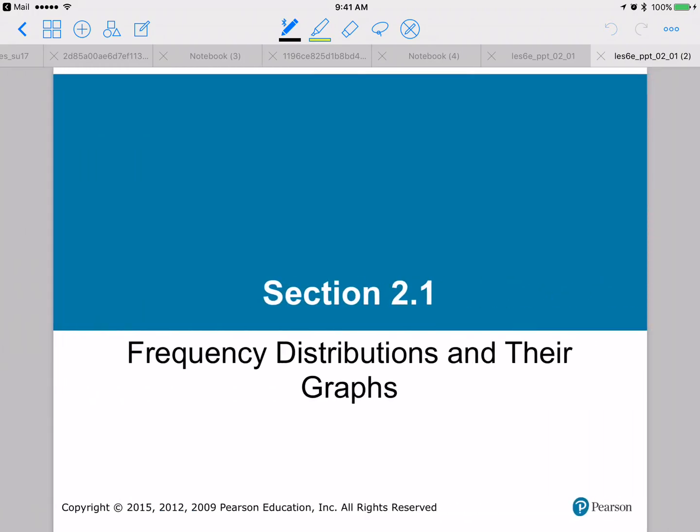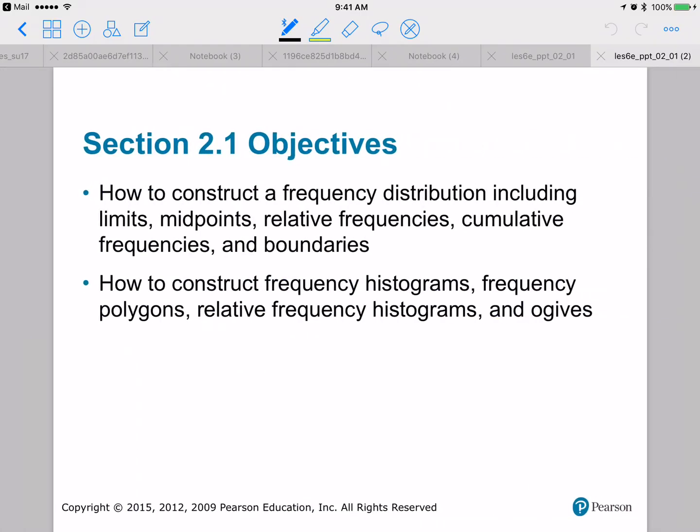All right. So for 2.1, frequency distributions and their graphs, let's get started. We've got our list of objectives. We're going to learn how to construct a frequency distribution. Part of constructing a frequency distribution is knowing the definition of all of these things. So limits, you need your limits, your upper limit, your lower limit of your class, your midpoint, class midpoints, relative frequencies, cumulative frequencies, and boundaries.